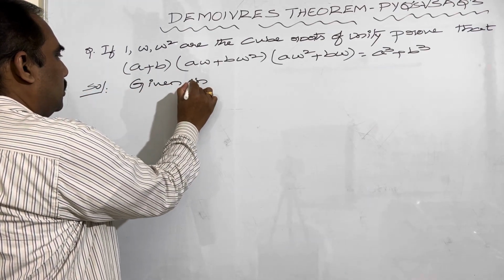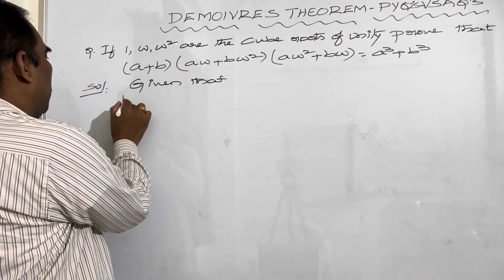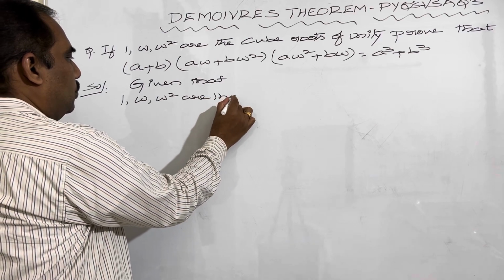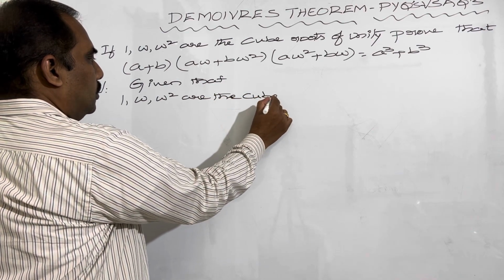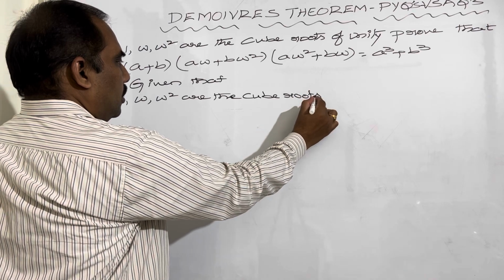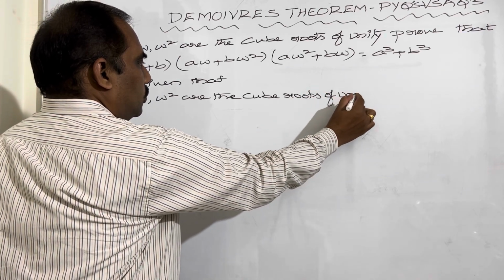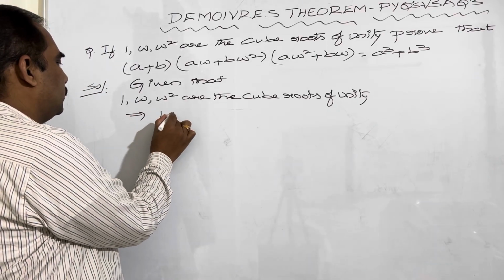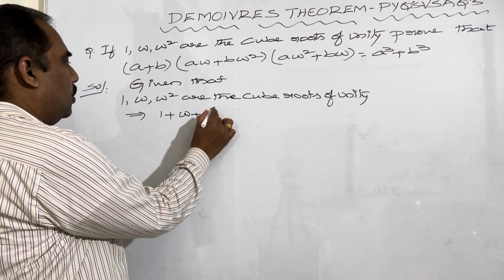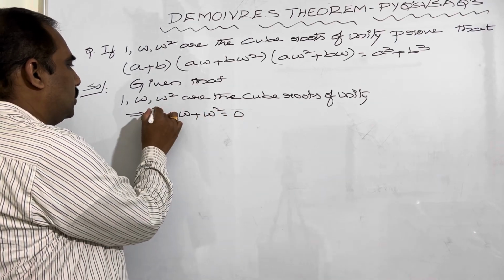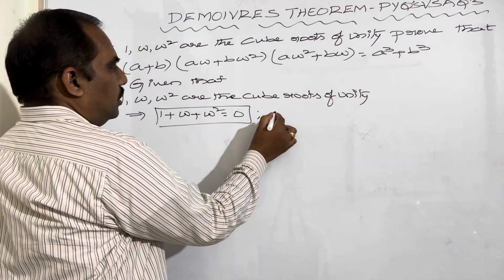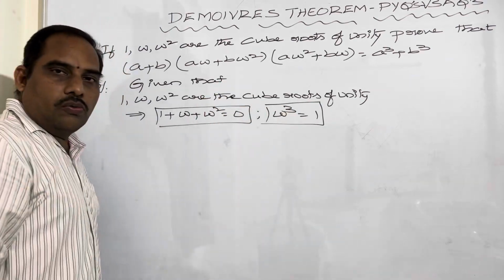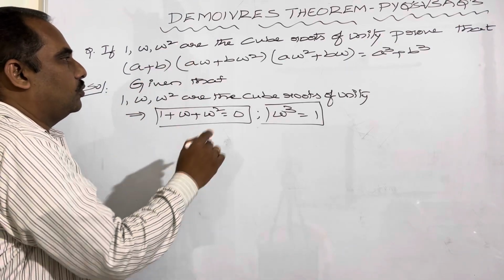Now given that 1, omega, omega square are the cube roots of unity. So we know that the conditions are 1 plus omega plus omega square is equal to 0, and also omega cube is equal to 1. See what they are given to prove.